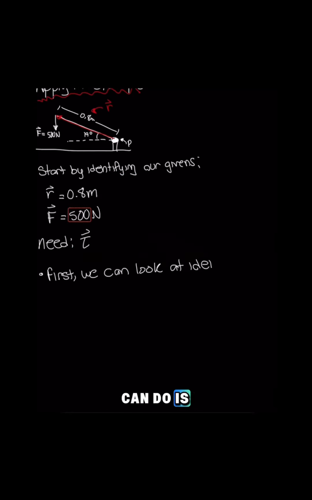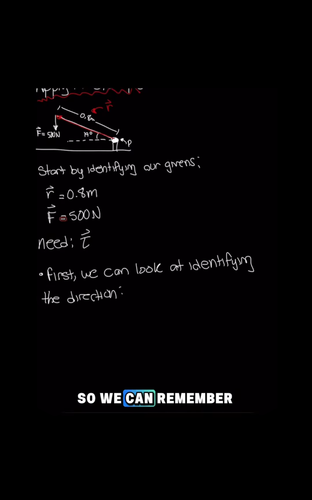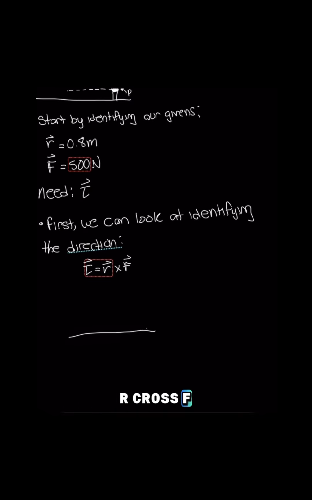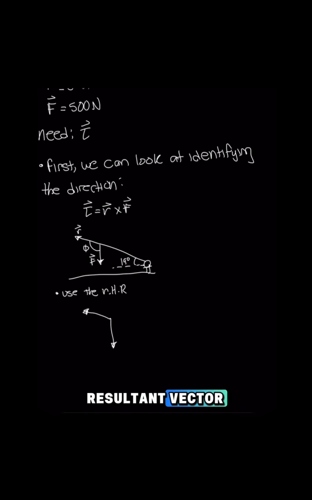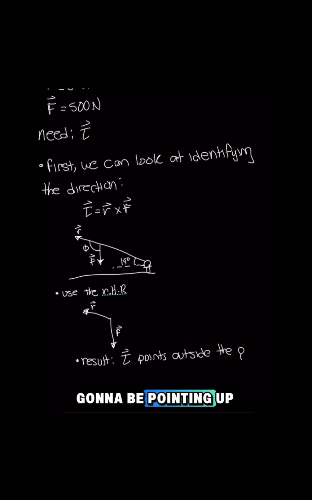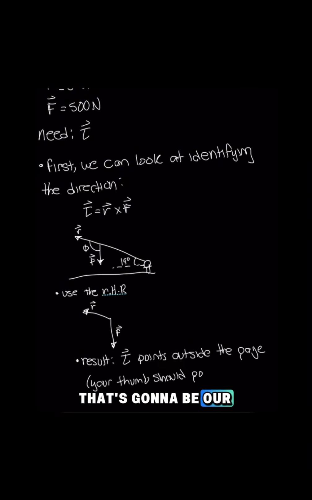So first thing we can do is look at identifying the direction. So we can remember that the equation is R cross F, so we're going to be crossing from R to F. So we can draw the diagram like this, making it more clear what the angle between them is going to be. We identified that angle as phi. We can use the right-hand rule to find the resultant vector. So if we curl our hands from R to F, we can see that the torque is going to be pointing up out of the page. That's going to be our answer for the direction.